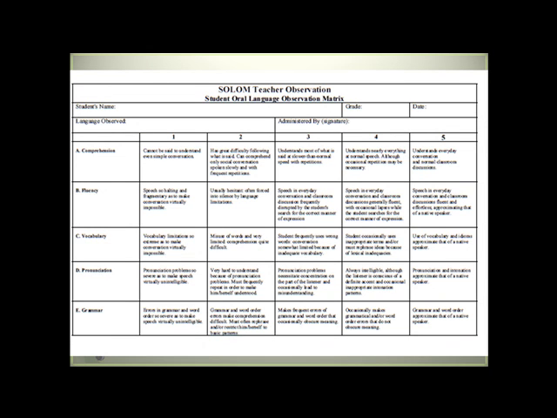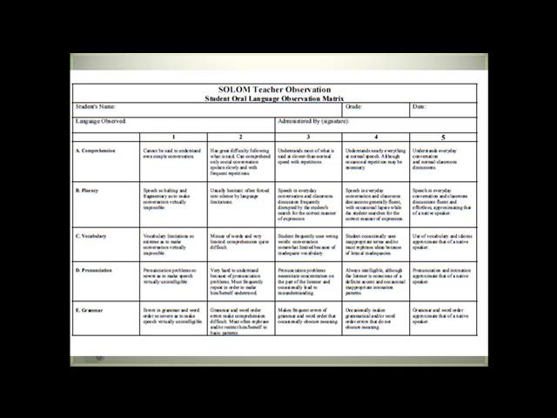SOLOM, the Student Oral Language Observation Matrix, is a rating scale that is used to assess your student's command of oral language in a variety of contexts and situations. For example, if they're working in groups, giving a presentation, a poster presentation, or talking on the playground, etc.